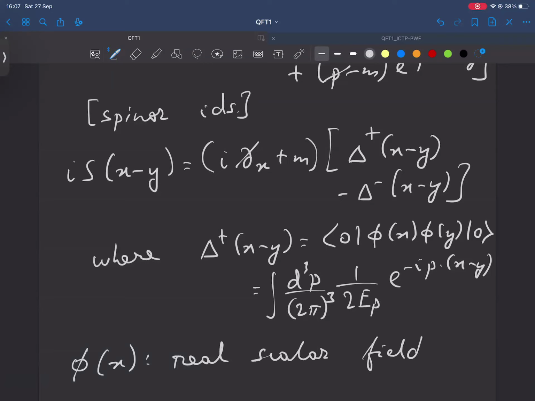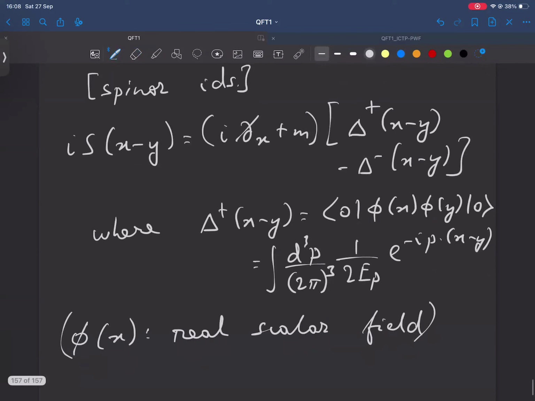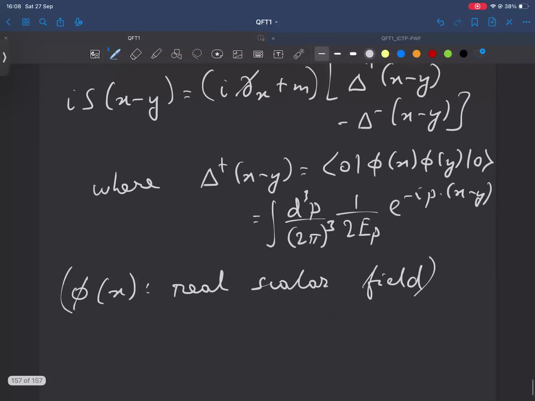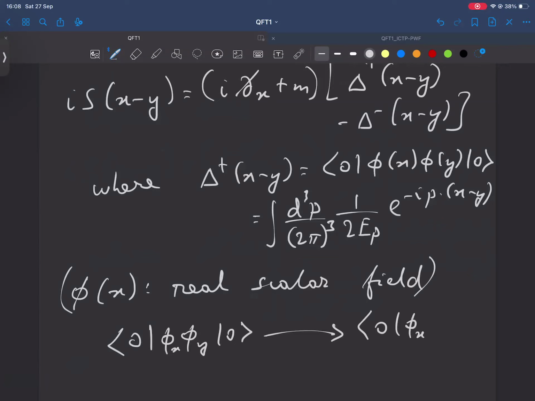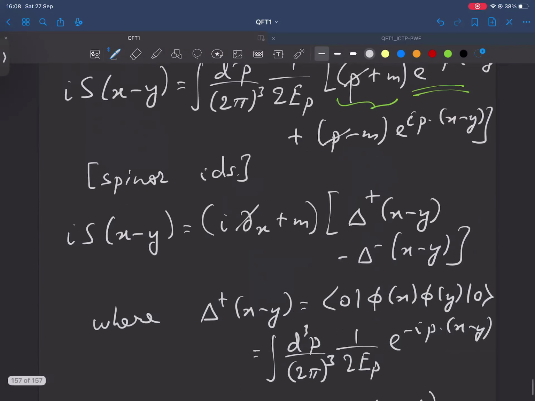Okay. But for a complex scalar field, you are right. So this comes with a dagger. Yes, nice, great observation. But for a real scalar field, this is the operator, and for complex, this just maps to phi dagger.